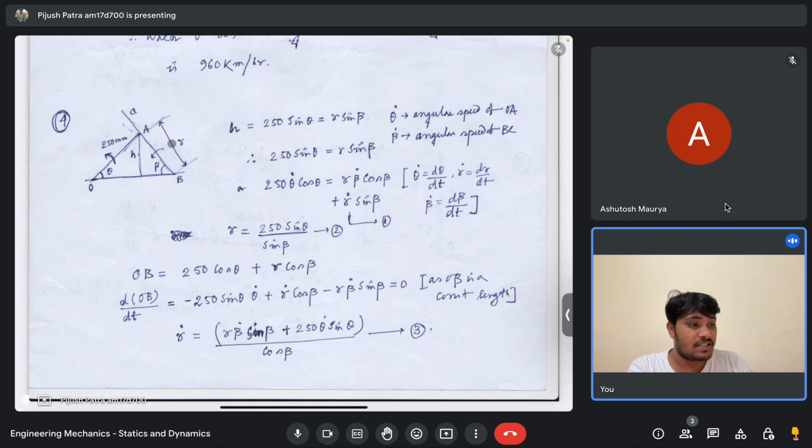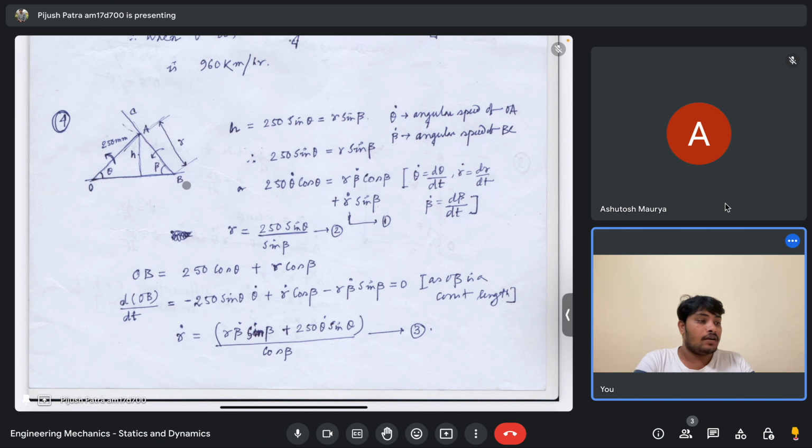That changing distance I am denoting by R, and this beta is the angle between the horizontal and this rod BC, which is also changing.